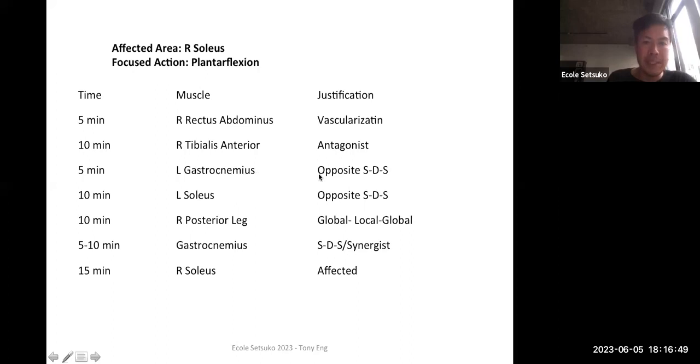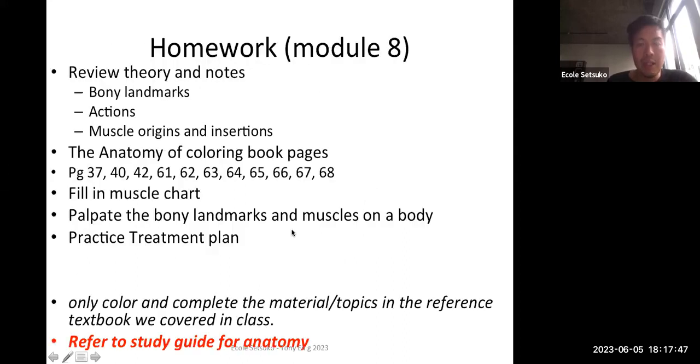And then we flip them over, we do the opposite side, left gastrocnemius and soleus because it's superficial, opposite, superficial, deep, superficial. So we just want to clear that out because it's more superficial. And then the soleus to see, to do that comparison on the opposite side. Then we go on the right side, do more global local work, opening up, warming it up, spending that time there from that global aspect, and then zoom into the superficial, deep, superficial. That's also a synergist. So you can spend about 5-10 minutes, depending on the time you have, feeling how the gastrocnemius is. And then your affected area, right soleus. Okay, so you're really building your session according to what might be pulling the right soleus off center for whatever reason there. Okay. All right, so that is for module 8.